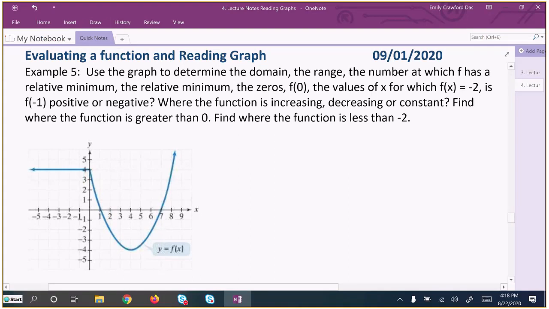Okay, so first of all, use the graph to determine the domain. We know that the domain is the collection of all of the x values in the relation or the function. In this case, we have a function because it passes the vertical line test. Because of these arrows that tell me that this graph goes forever to the left and forever to the right, and I don't see any breaking points in the graph, the domain is just all real numbers.